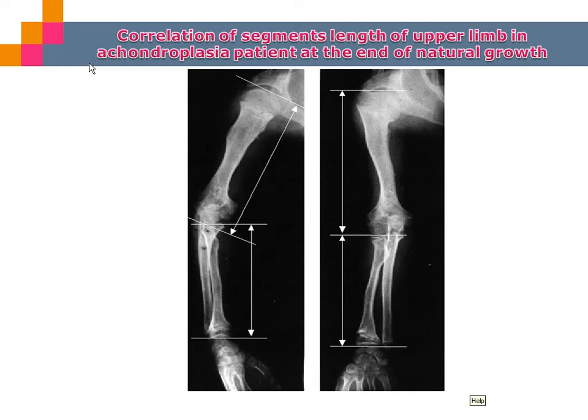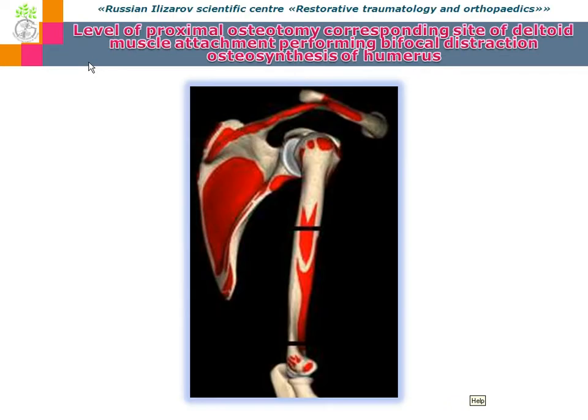Elbow joint contracture in some patients can be 110 degrees, which seriously distorts the projected bone length. That is why the true correlation of proportions of segments of the upper limbs in achondroplastic patients is better determined by the lateral view of the X-ray.